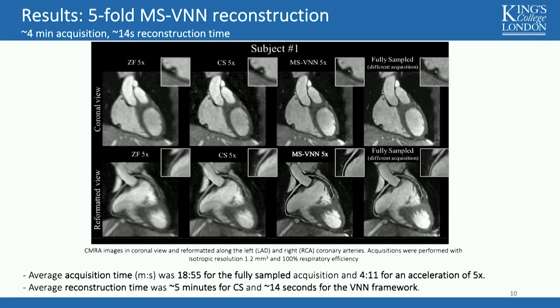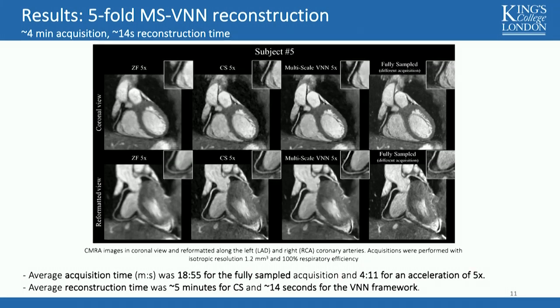Then I show a second representative healthy subject for 5-fold acceleration, and you can see how the results of the multiscale variational neural network are very similar to the fully sampled acquisition. The fully sampled acquisition was 18 minutes long, and 4 minutes for 5-fold acceleration. The reconstruction time was 5 minutes for compressed sensing and 14 seconds for the variational framework.